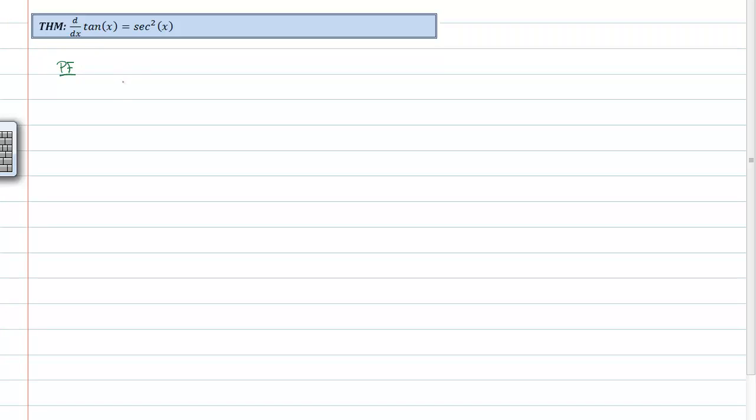I'll do it on this page because it's that short. We'll start with the derivative with respect to x of the tangent of x. And that can be rewritten as the derivative with respect to x of, and of course, you know that the tangent of x is the same thing as the sine of x over the cosine of x. So we'll go ahead and do that. And you also know that the derivative of a quotient can be rewritten as the derivative of the top times the bottom minus the derivative of the bottom times the top, all over the bottom squared.